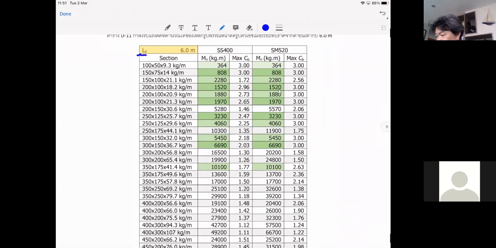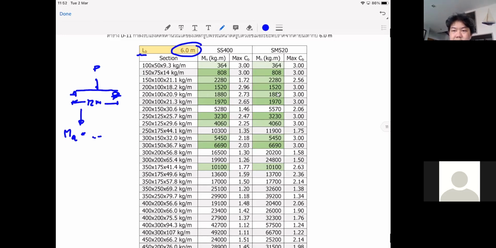So if I already know the unbraced length is 6 meters and I have my beam, right? Say the 12-meter beam that I have as an example, then they have the load. And from this, I can calculate my moment, right? I know how much it's going to be, and I know my LB. So I can always come down and look at this until I see the moment that I need. Okay, this is nominal moment.